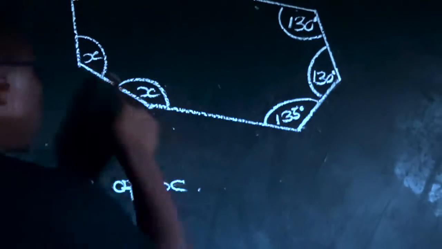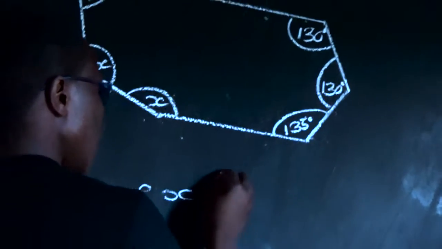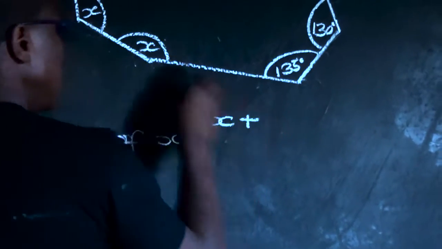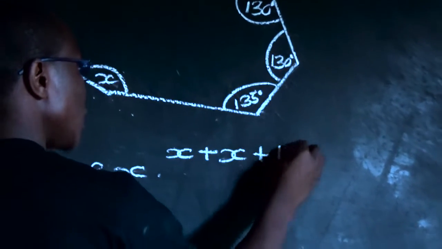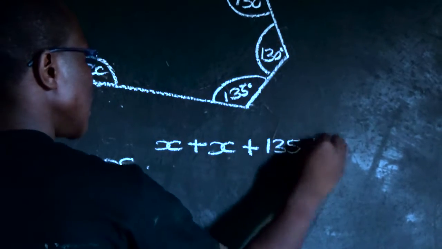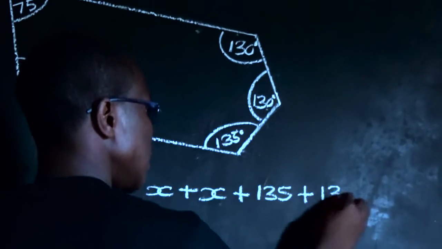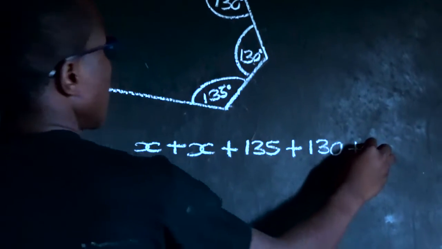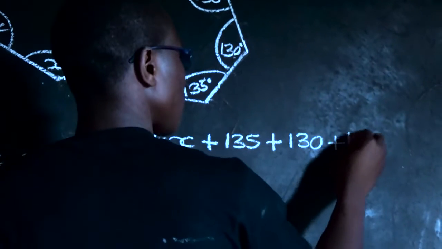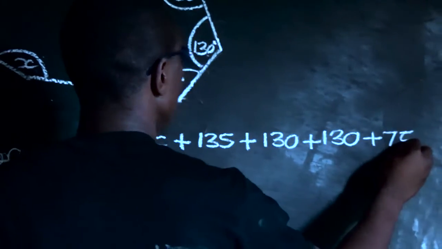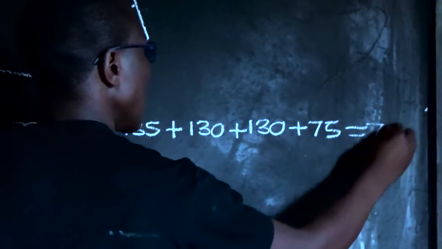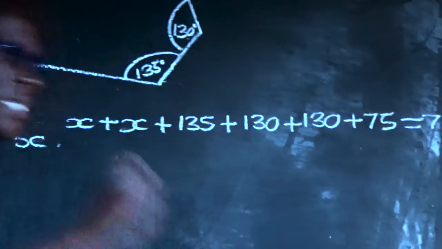We just add this plus this angle. This angle is what? X. So x plus this angle is what? 135, plus this angle is what? 130, plus 130 again, plus 75 is equal to what? 720 degrees. That's the meaning, okay?